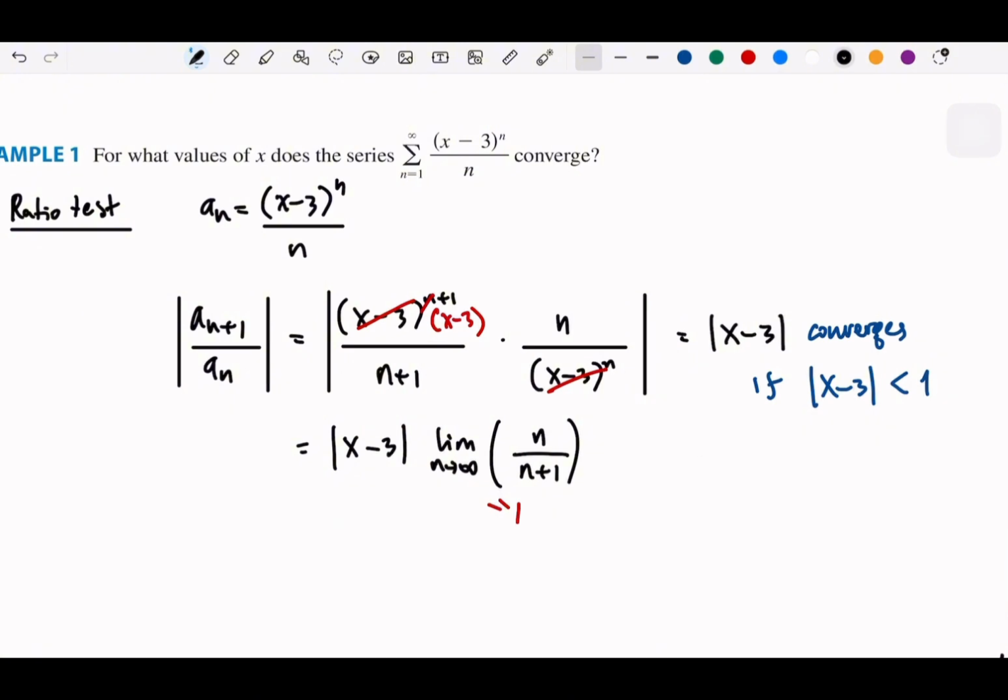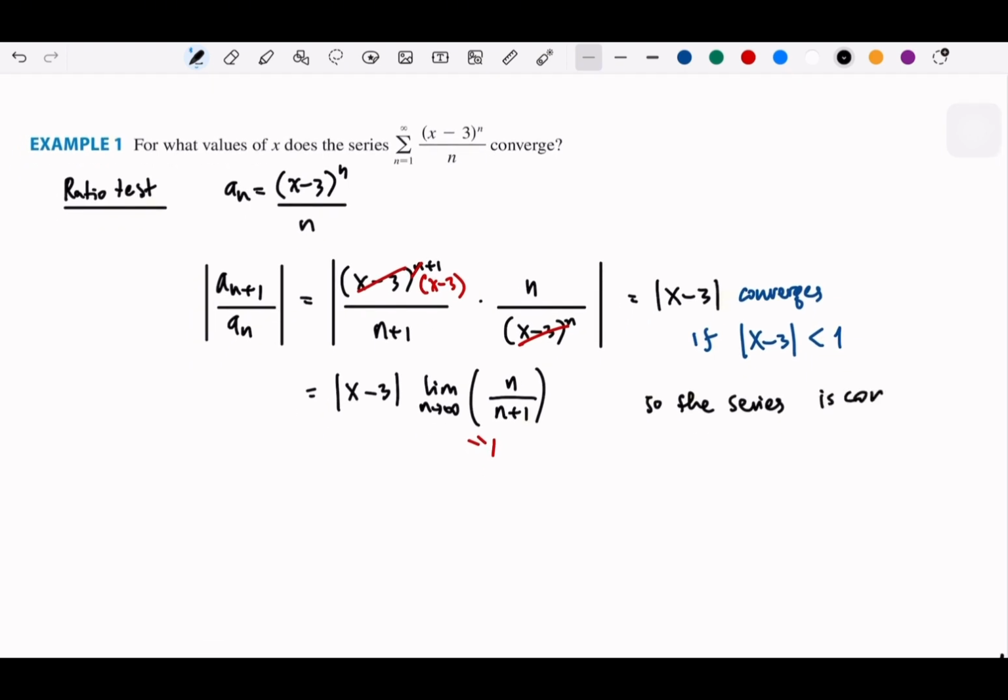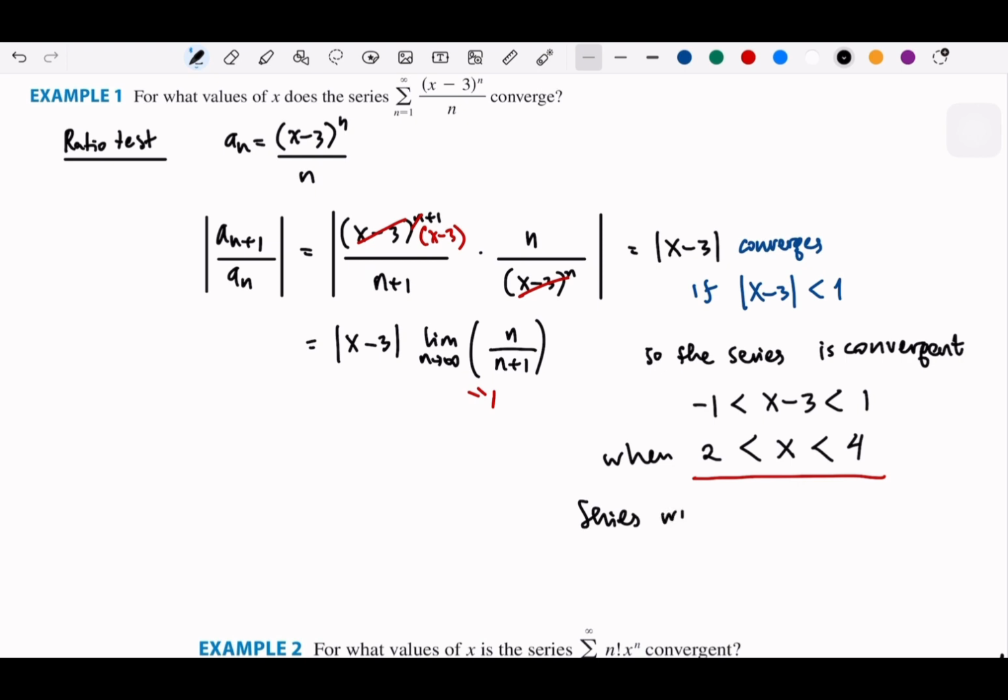So the series is convergent when x is from 2 to 4, since minus 1 plus 3 is 2 and 1 plus 3 is 4. And the series will be divergent if x is less than 2 or x is greater than 4.